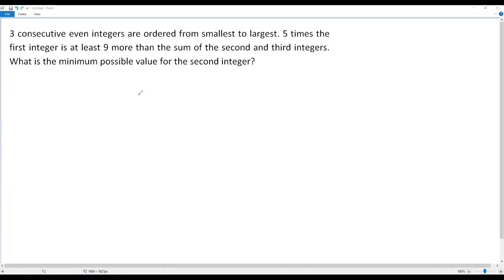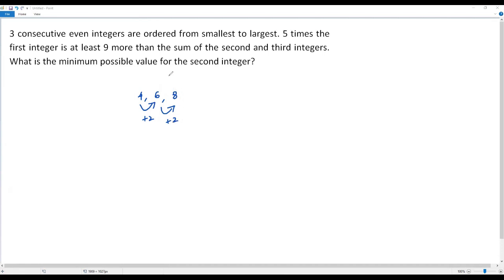Okay, let me consider an even integer 4. What is the consecutive even integer of 4? That is 6. What is the consecutive even integer of 6? That is 8. Here we have 3 consecutive even integers. From 4, if I want to get the consecutive even integer 6, what should I do with this 4? I have to add 2 to 4. Now from 6, if I want to get the consecutive even integer 8, what should I do with this 6? The same thing, I have to add 2. So in this way, we can get consecutive even integers.